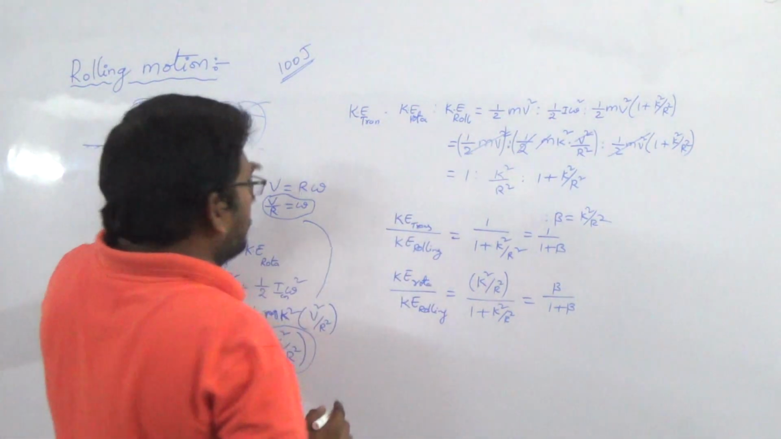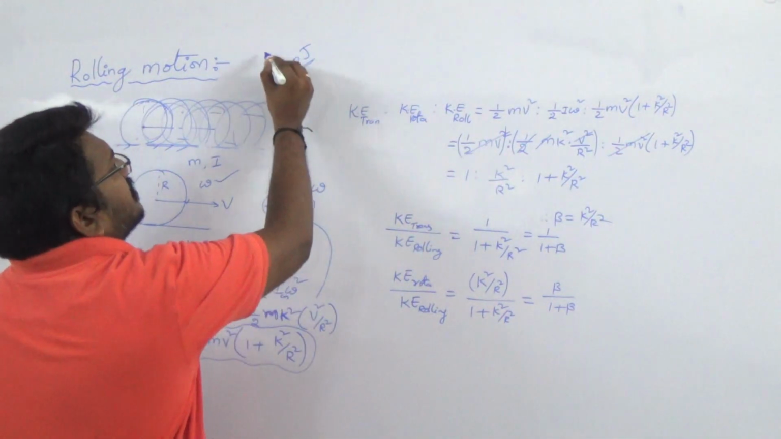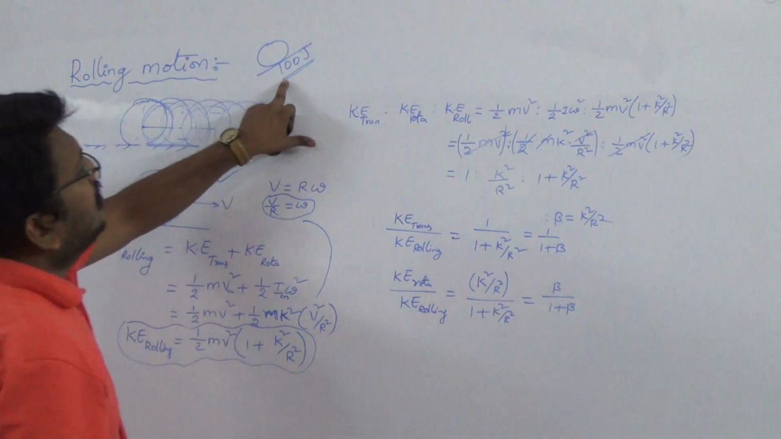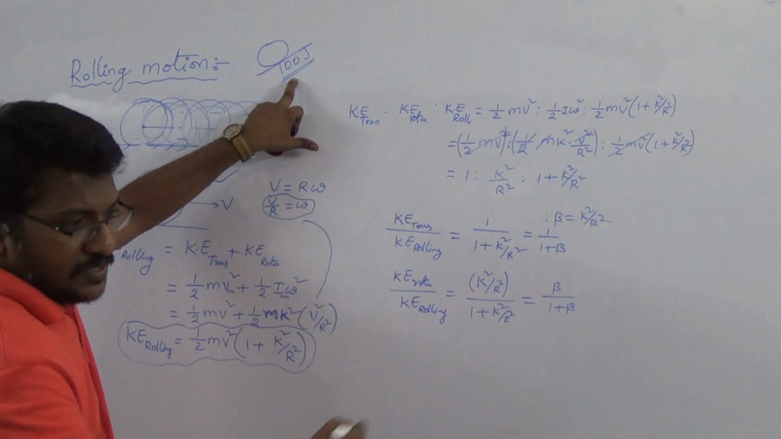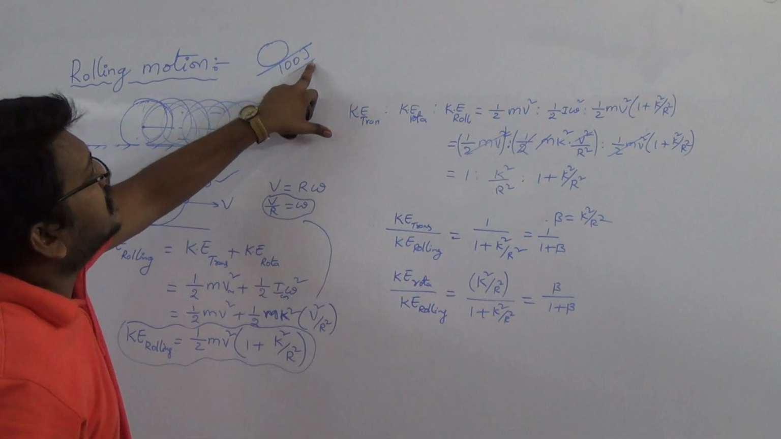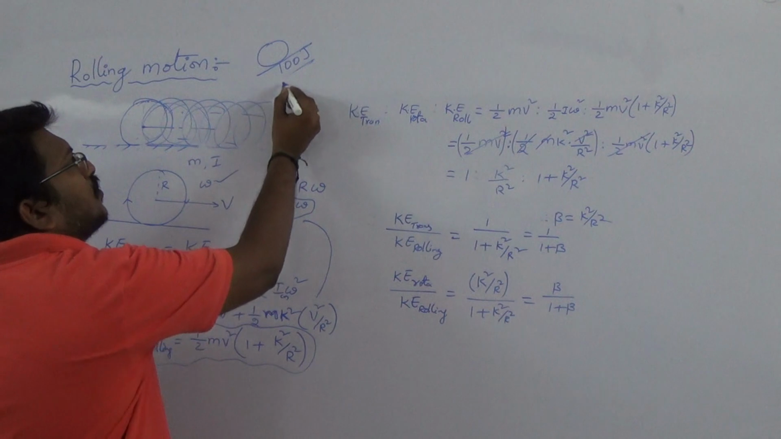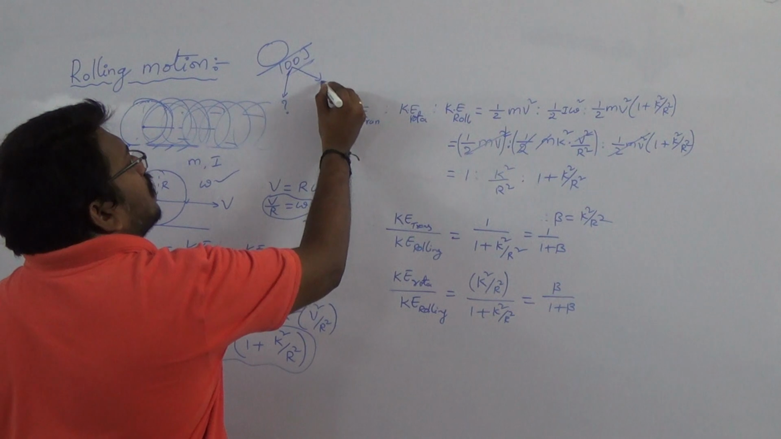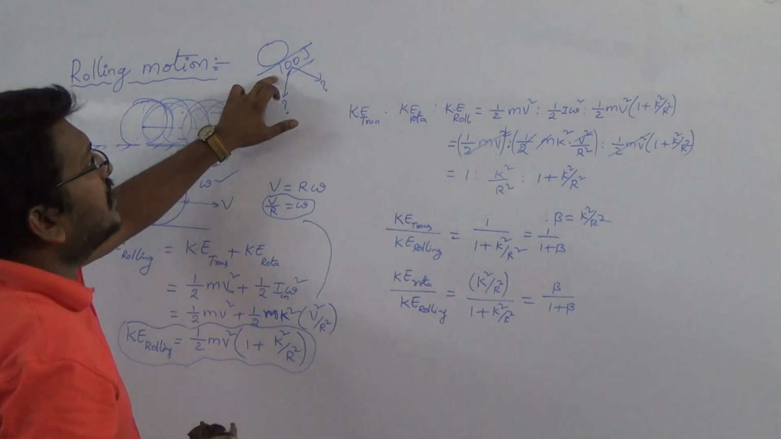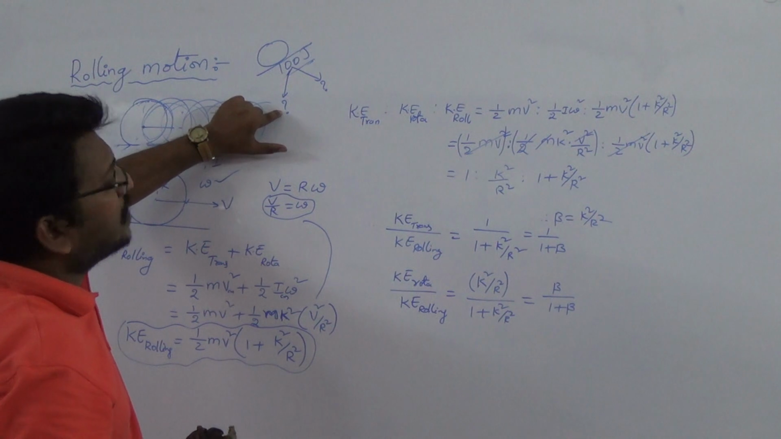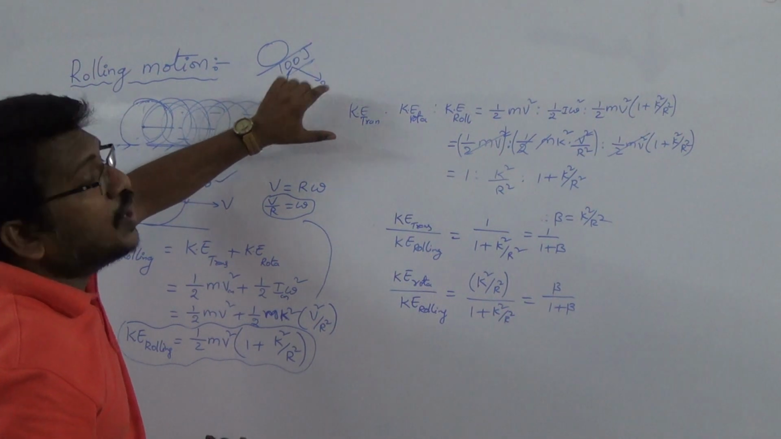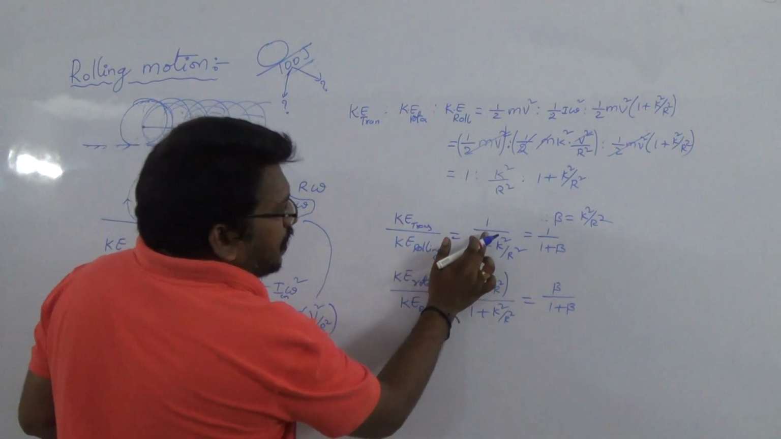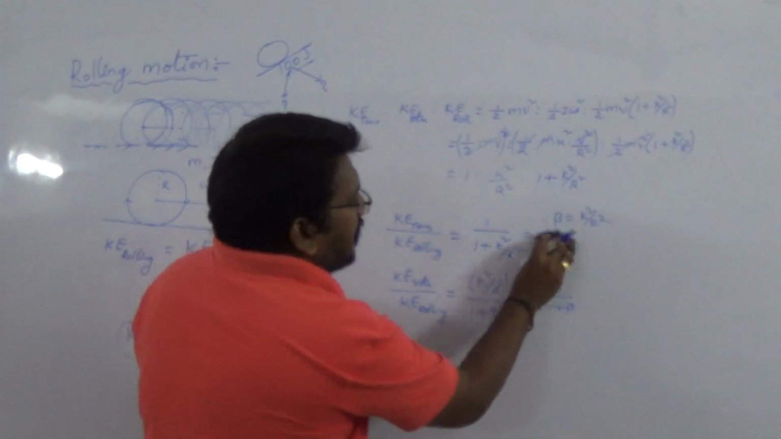For example, disk or ring, as you wish. Yes, I am taking a ring in rolling motion. The ring is in rolling motion with kinetic energy 100 joules. What amount of energy is due to translatory motion? What amount of energy is due to rotatory motion? From these 100 joules, you can calculate by using this formula: kinetic energy translation by kinetic energy rolling, you get 1 by 1 plus k square by r square.